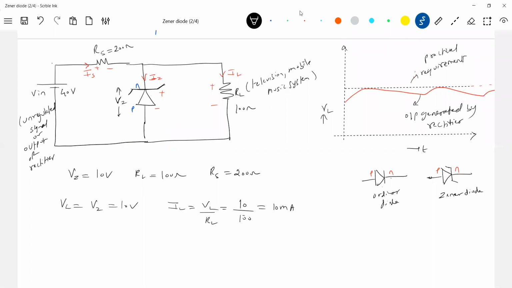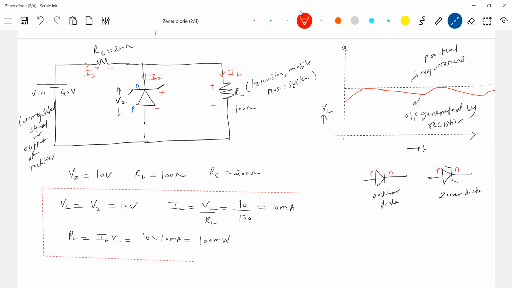So what is the power developed across the load? We write IL into VL. VL is 10, IL is 10 milliampere. So 100 milliwatt. This should be constant, no? These are across the load. I'll put it in a box. At any cost, these quantities should not change. Then only we'll get a constant power, meaning the brightness will remain constant, the volume will remain constant, everything will be fine. We can enjoy that equipment. So they should not change. They should be maintained constant.